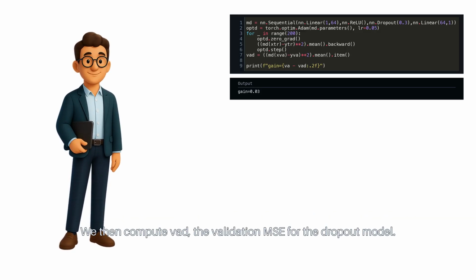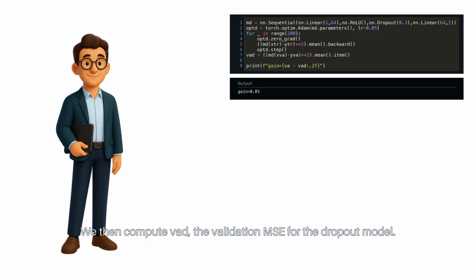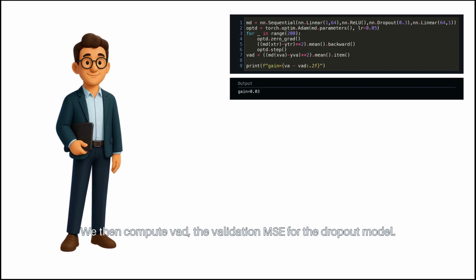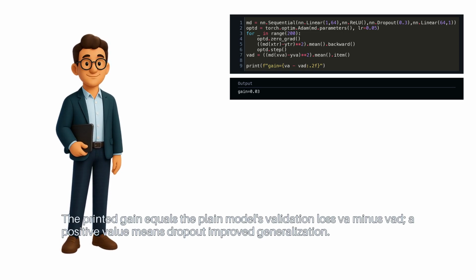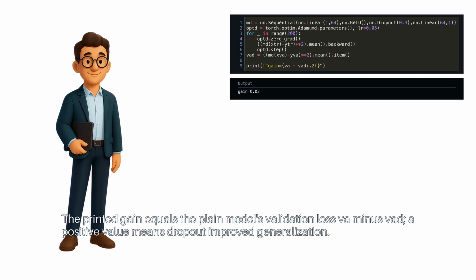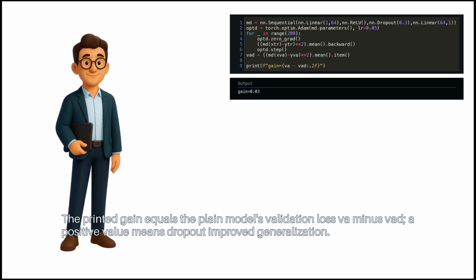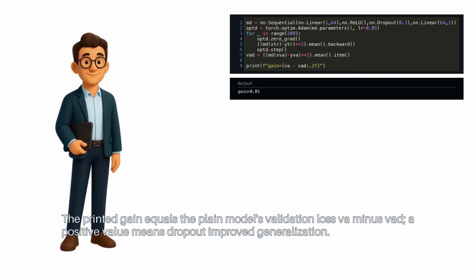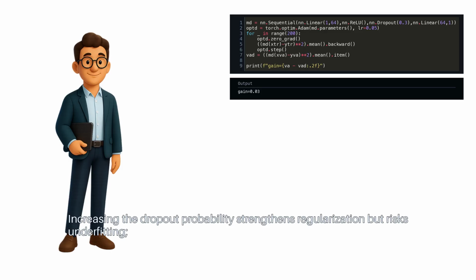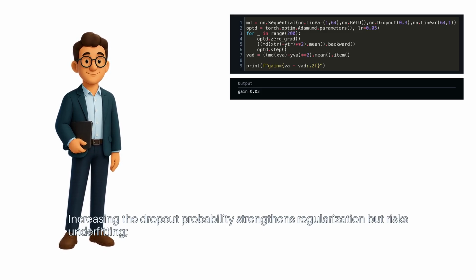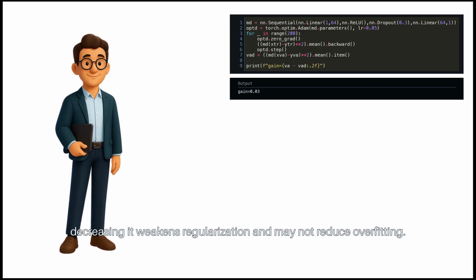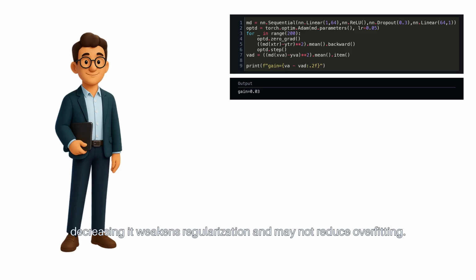We then compute vad, the validation MSE for the dropout model. The printed gain equals the plain model's validation loss, va minus vad. A positive value means dropout improved generalization. Increasing the dropout probability strengthens regularization, but risks underfitting. Decreasing it weakens regularization and may not reduce overfitting.